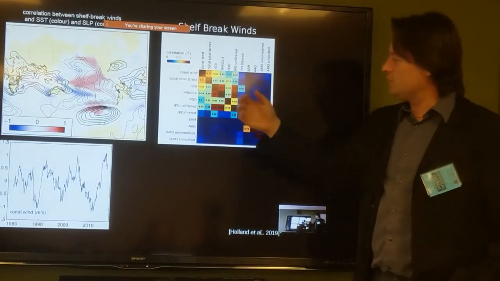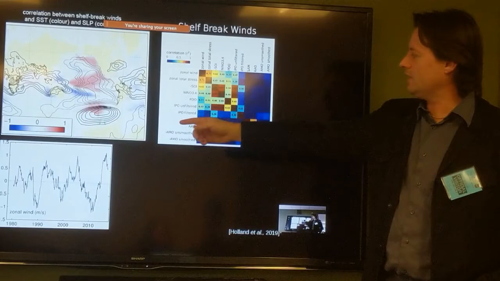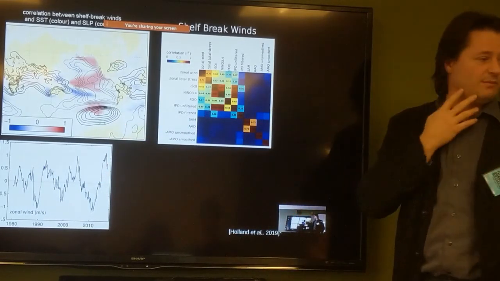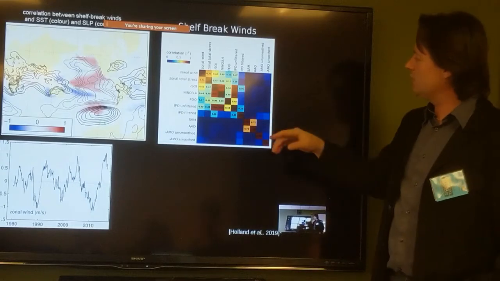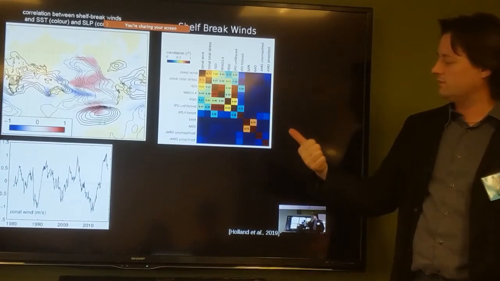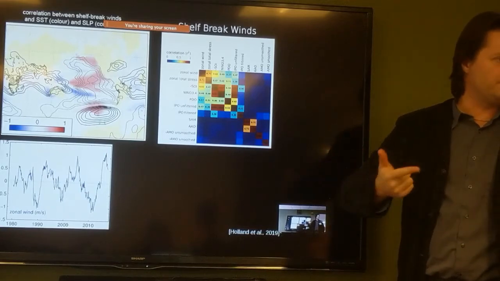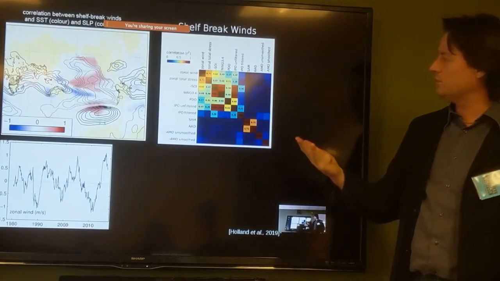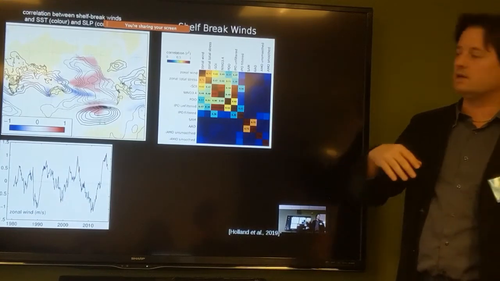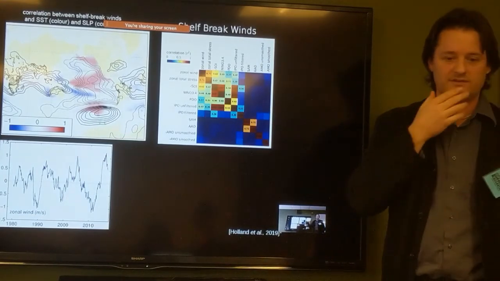What we can do as well is correlate this time series with all of the climate indices that exist. And what we find is that we have a very strong correlation with the Southern Oscillation Index, the Nino 3.4, the PDO, the IPO, and anything else doesn't match very well. So SAM, Antarctic Oscillation, AMO, things like that.